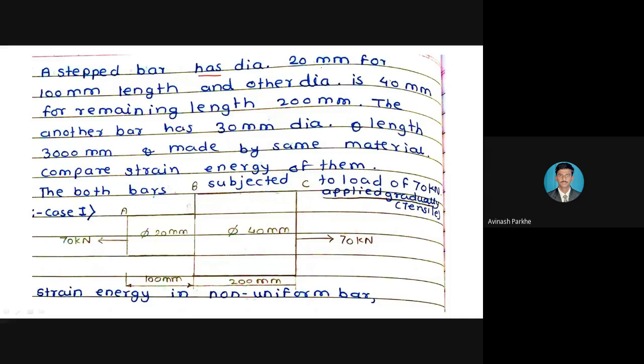So read the statement. A stepped bar has diameter 20 mm for 100 mm length. Please read the statement carefully. A stepped bar has diameter 20 mm for 100 mm length and other diameter is 40 mm for remaining length 200 mm. That means only two sections are given. For section number 1, diameter is 20 mm and its length is 100 mm. Another section is connected to section number 1. It has diameter 40 mm and its length is 200 mm. Full stop.